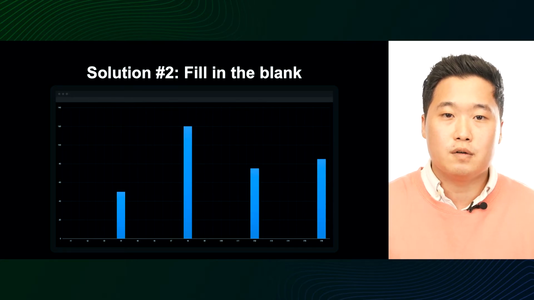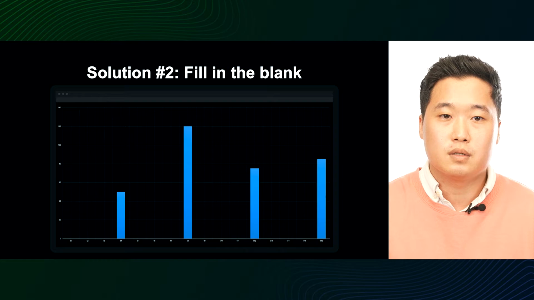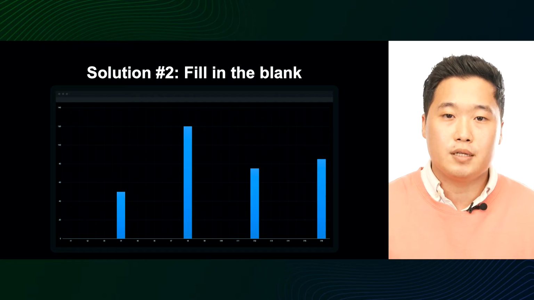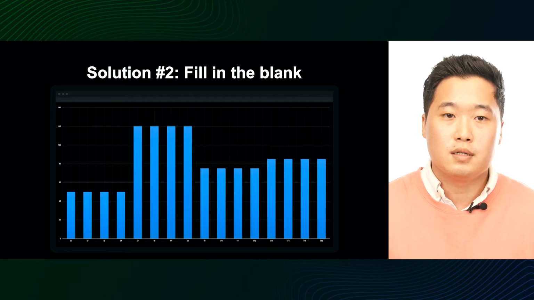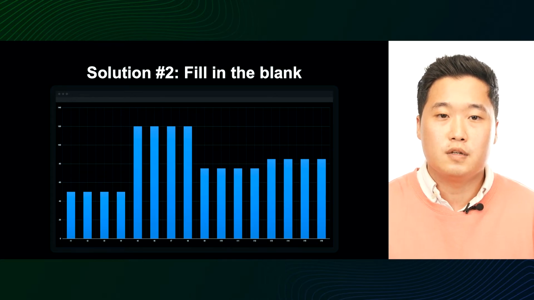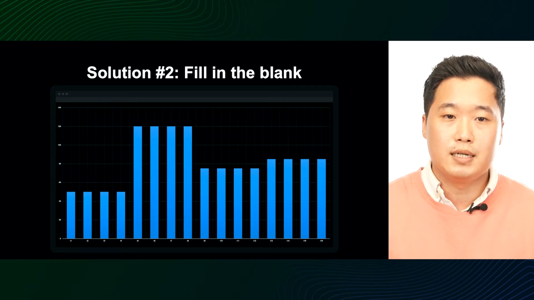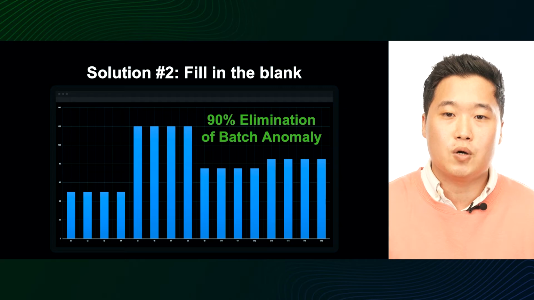The solution to this challenge was pretty simple. If the occurrence of errors is empty on the next following feature, the empty feature was replaced with the previous feature value. The fine-tuning of this feature could minimize the periodical sudden increase from the batch process. This feature could eliminate 90% of batch anomalies, and as a result, we could see a wide variety of anomalies from different types of APIs.